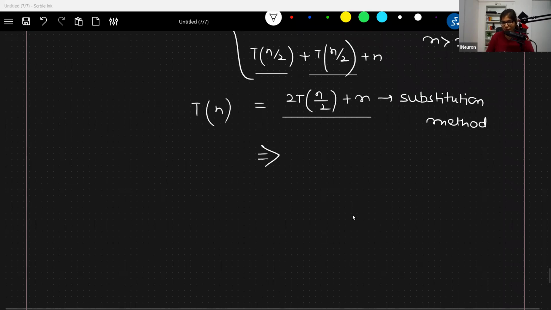So here, if you will observe, if we try to do it with the help of the substitution method, what will happen? At the first time, you will have this equation, T of n equals 2T of n by 2 plus n. So the second time, if I try to substitute this value, T of n by 2, what will I be able to get? Who will tell me?